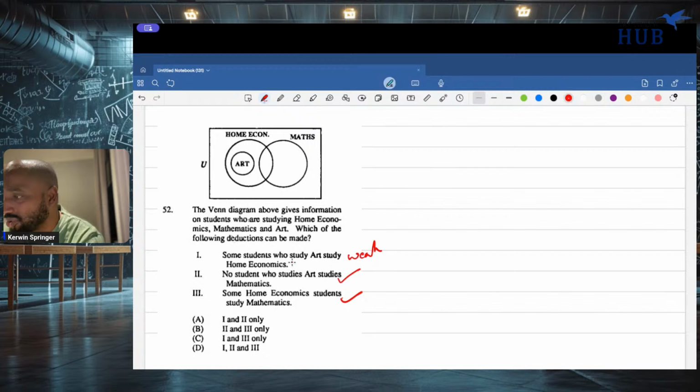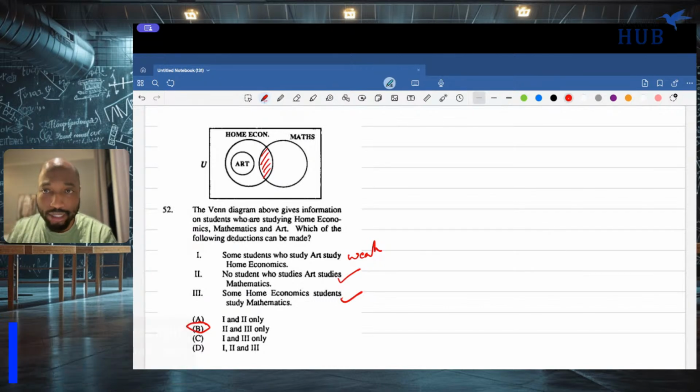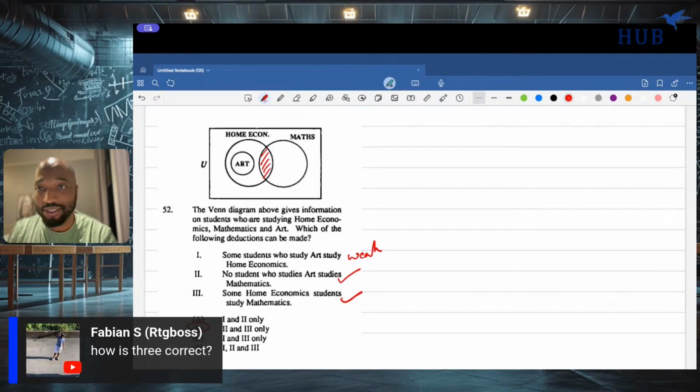One says some students who study art study home economics. I don't know, that's not properly describing the situation. All the students who study art study home economics, seeing art wrapped up inside it, so it's better to say B. Better to go with the B. What do you think? Better to go with the B. How is 3 correct? Some home economics students study maths. Well, you're seeing home economics and maths sharing some students there. Don't you see the intersection?